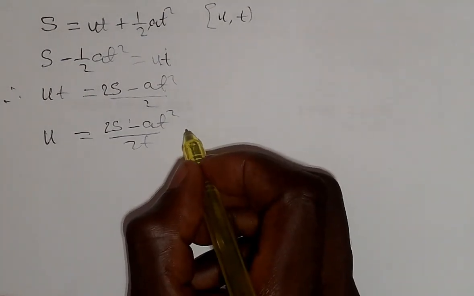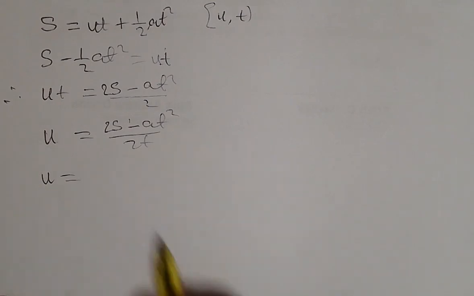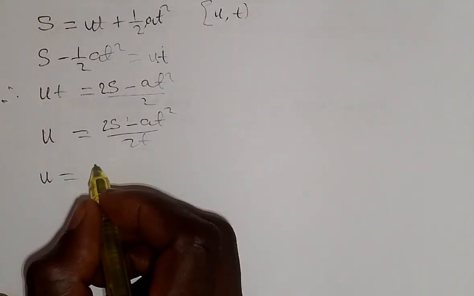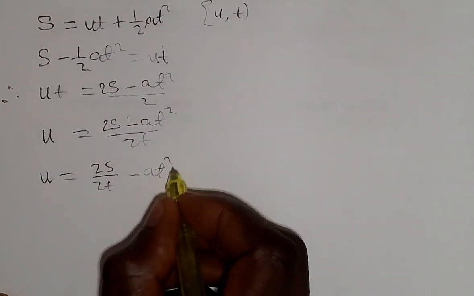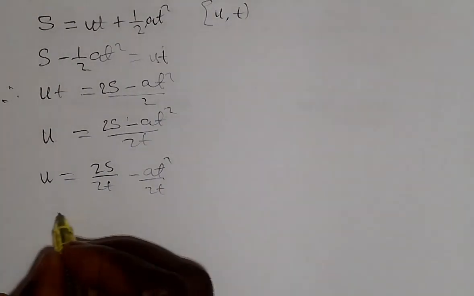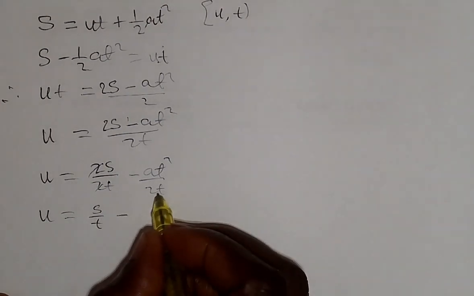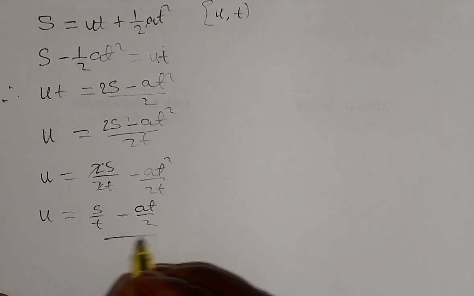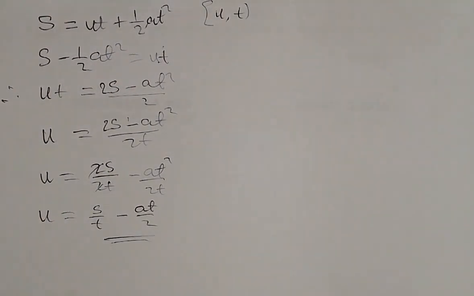So you can either leave this as it is, or you can simplify it further by splitting it. When you cancel, let me write it: 2s over 2t minus at squared over 2t. So by implication, u will give us s over t minus, t will cancel t here, you are left with at all over 2 as your final answer for making u the subject of formula.